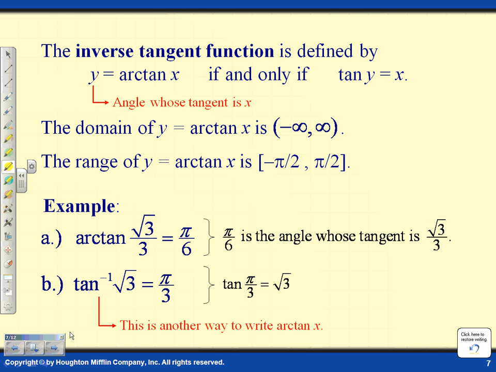Part B. Tan inverse of the square root of 3 is equal to pi over 3. And we're going to have the tangent of pi over 3 is equal to square root of 3. Do we all understand where this is coming from? I talked to you about it with sine and cosine. You should be okay for this.